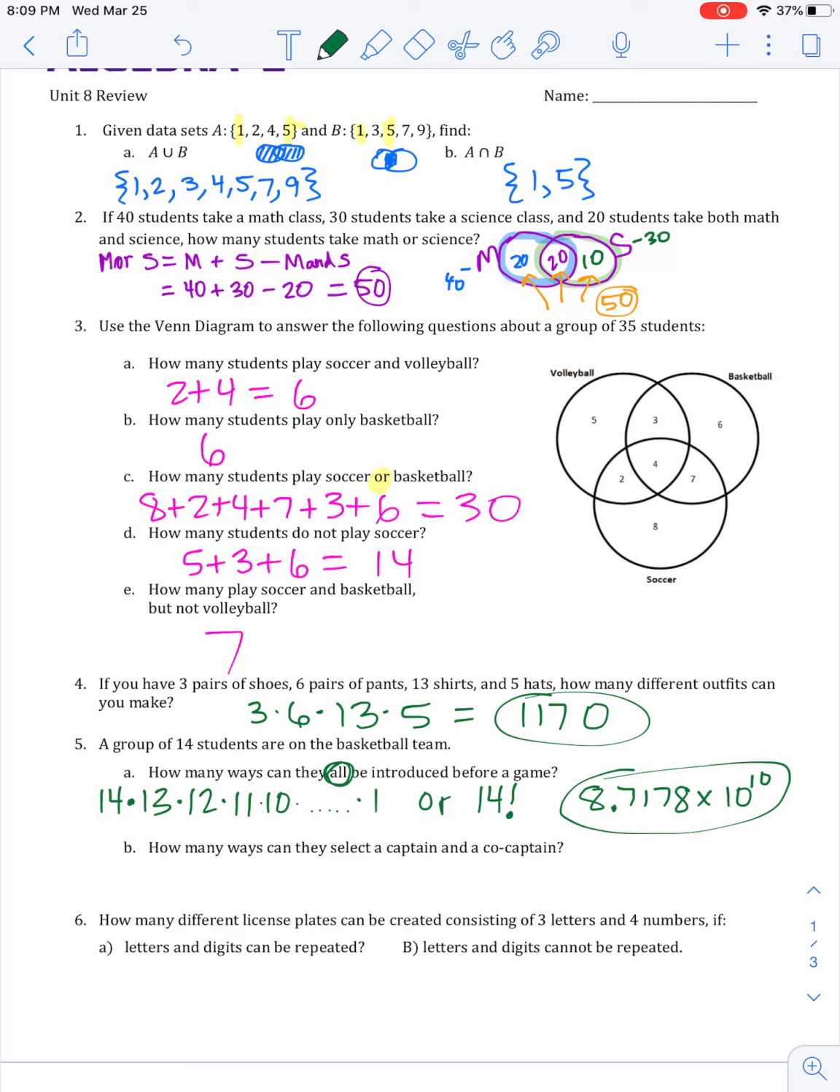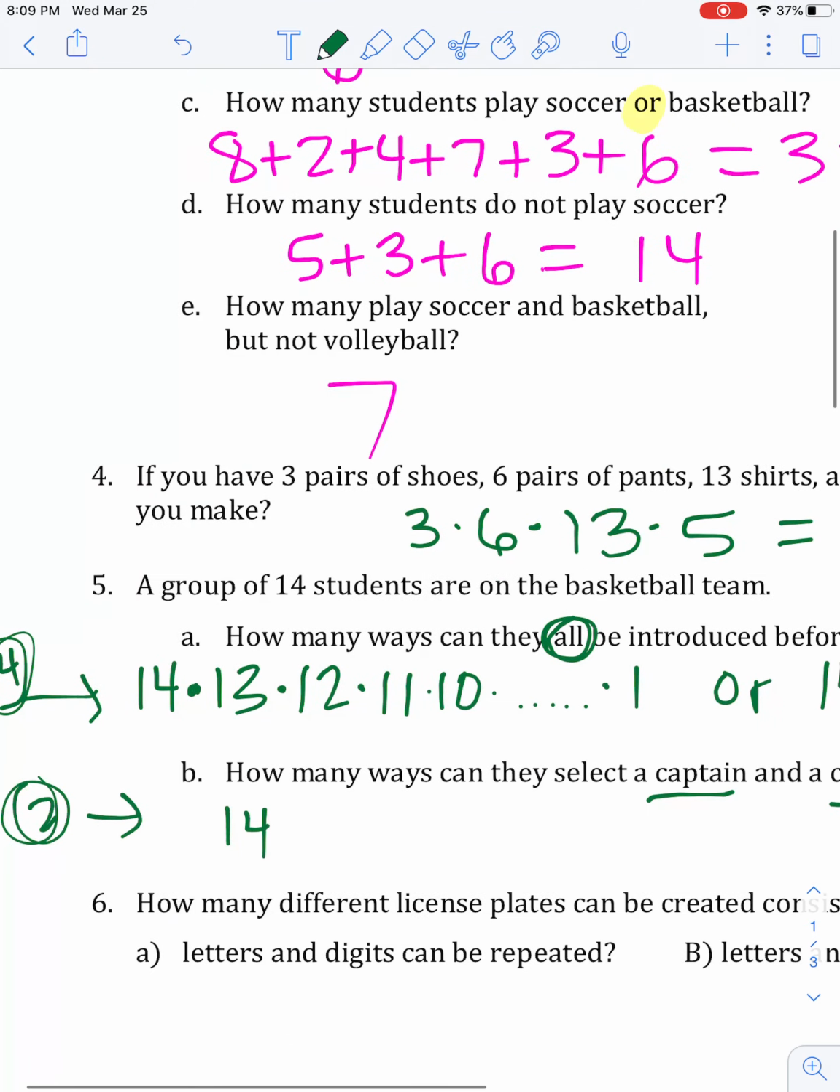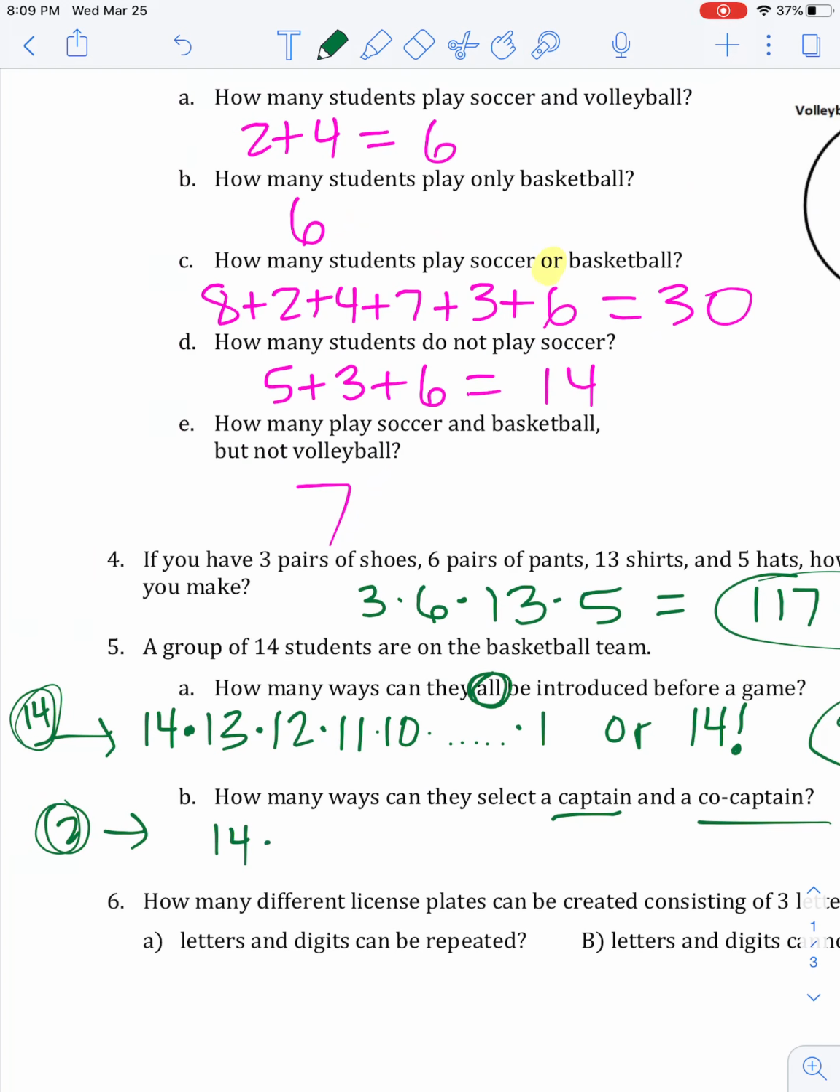Part B is saying how many ways can you select a captain and a co-captain? Up here, I was using all 14 spots, but now I'm only using 2 spots. So there's 14 players to pick from for the first spot, and there's 13 players to pick from for the second spot. So in my calculator, if I do 14 times 13, I get 182.